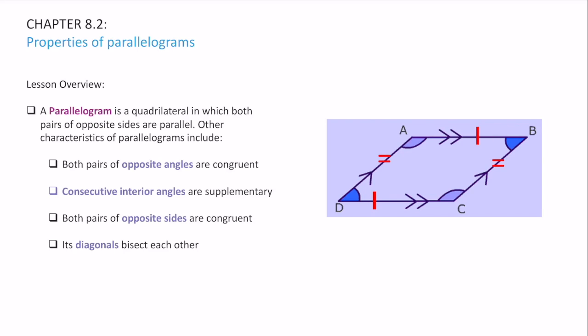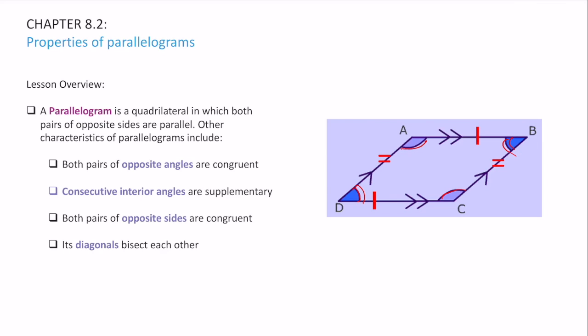So 8.2 is about properties of parallelograms, and a parallelogram is just a quadrilateral, so a four-sided figure, in which both pairs of opposite sides are parallel. But there are also some other characteristics that are always true about parallelograms, and we're going to go through and prove these. Both pairs of opposite angles are congruent, so angle A and C are congruent, and angle D and angle B are congruent.